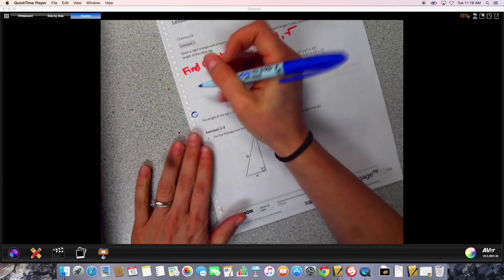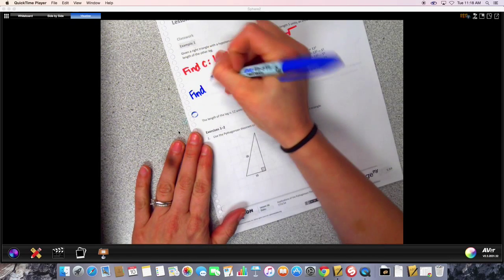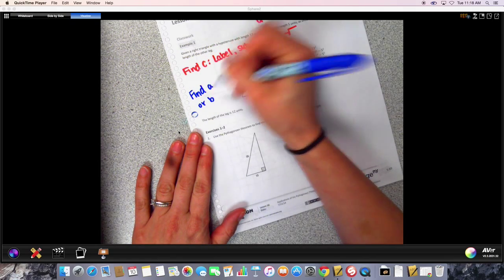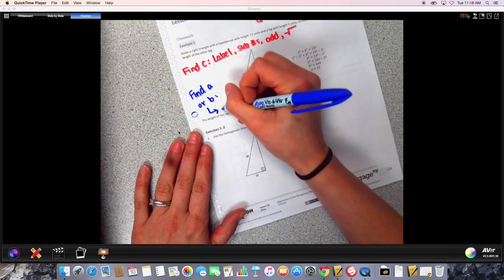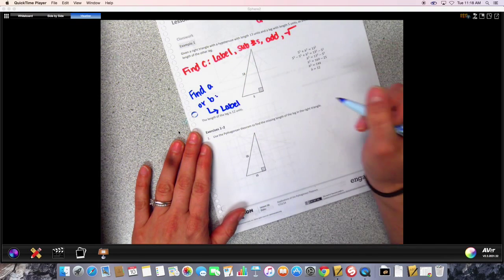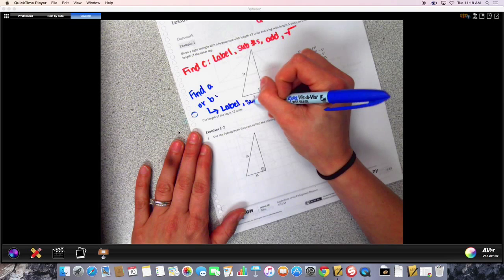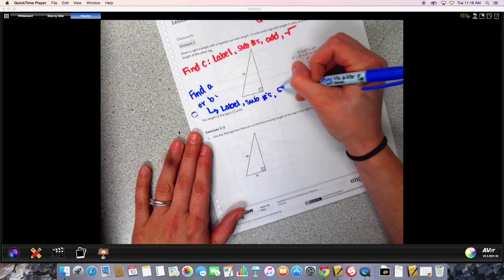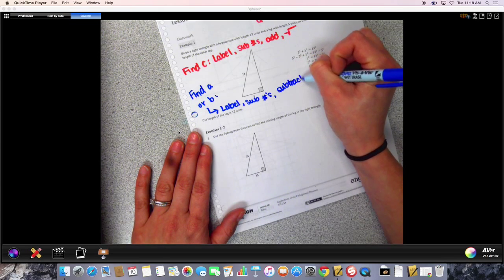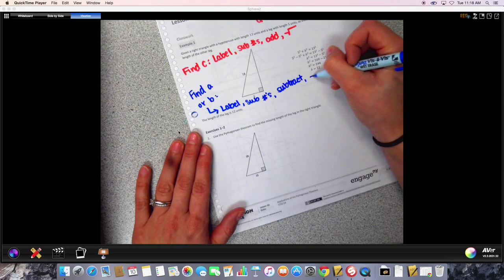To find A or B, it's very similar. We're only going to change one part. I'm actually going to write this down here. Again, we're going to label our sides, A, B, or C. Again, we're going to substitute our numbers in where we can. And then we're going to subtract the two values that we get, and find the square root at the end again. I will show you an example of what I'm talking about right now.